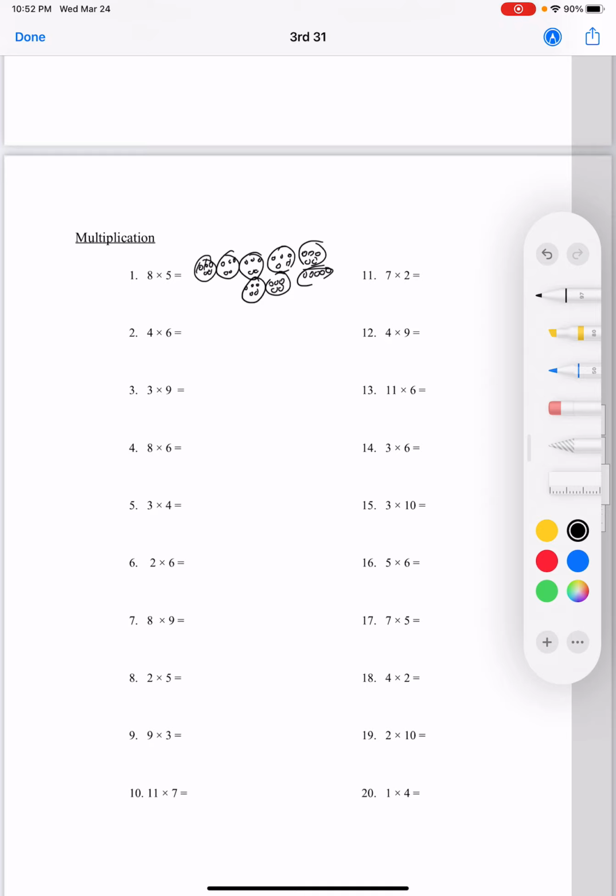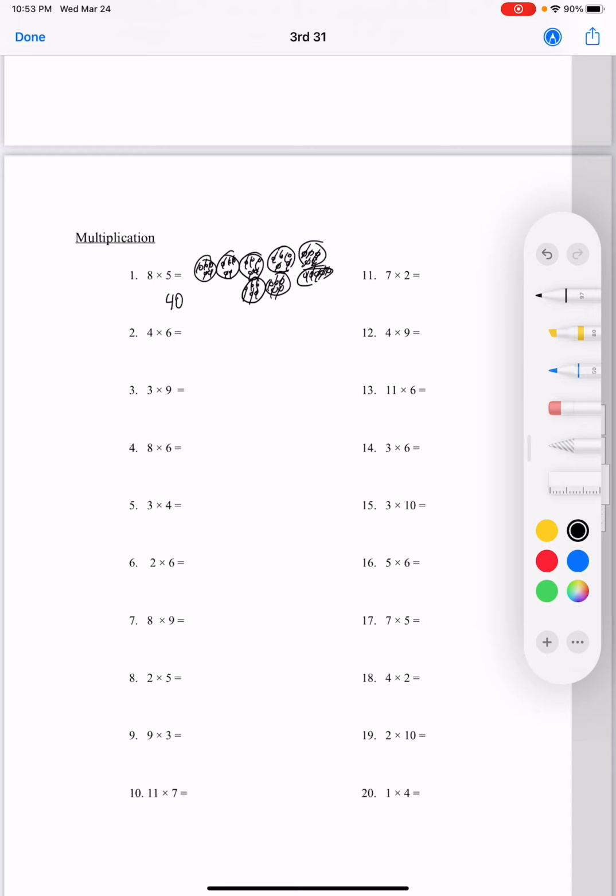So 1, 2, 3, 4, 5, 6, 7, 8, 9, 10, and so on, up to 40. So we know the answer is 40. That took a really long time. So I think for multiplication, it's kind of just memorization. Be sure to be memorizing multiplication tables.